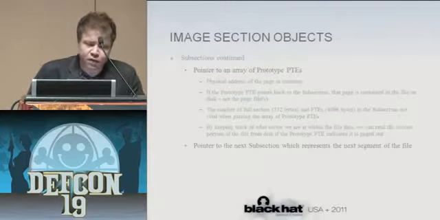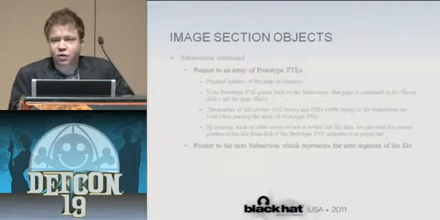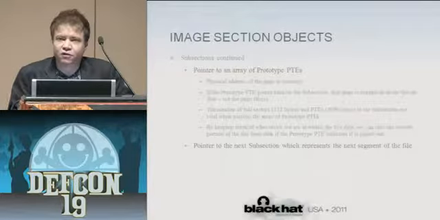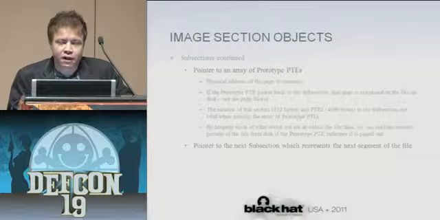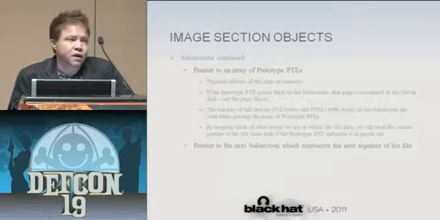Also, something else that's within this subsection object will be the number of full sectors and the number of prototype PTEs for the subsection. So again, going back to disk, when we're looking at the PE on disk, the disk sectors are 512 bytes, right? And the page alignment in the Windows OS is 4K. So there's a little bit of a fix-up that you have to do.